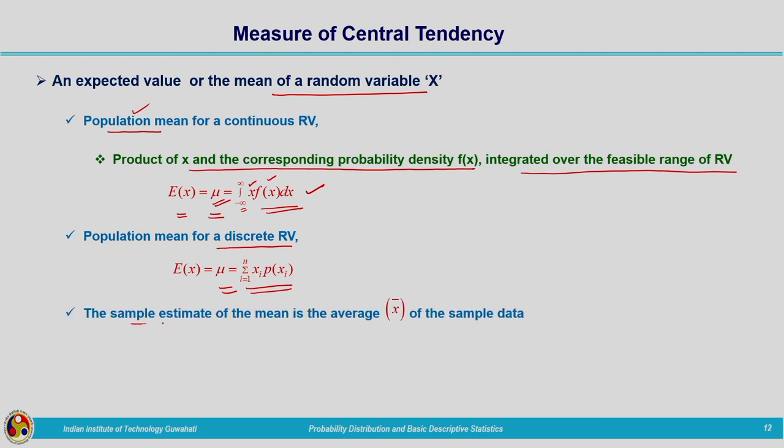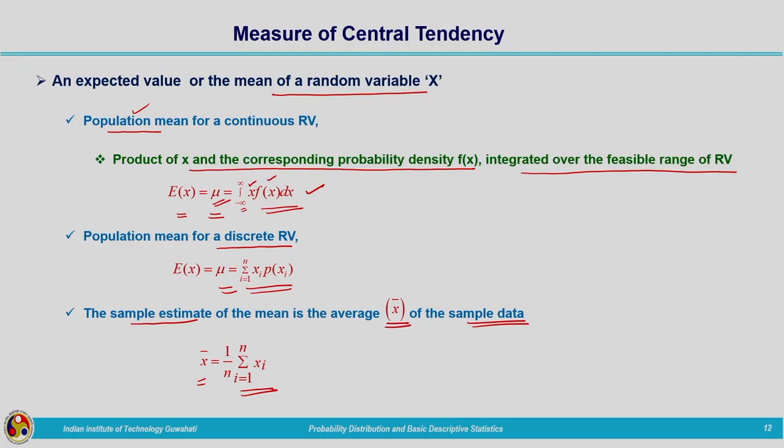Now, coming to sample estimate. Sample estimate of the mean is the average value x bar of the sample data. That is represented by x bar is equal to 1 by n sigma i equal to 1 to n of x_i. The x_i are the observations, i varies from 1 to n, and we are giving equal weightage to each and every value. That is why we are finding the summation and dividing it by the total number of observations, 1 by n sigma i equal to 1 to n x_i. This is applicable to the case with sample.